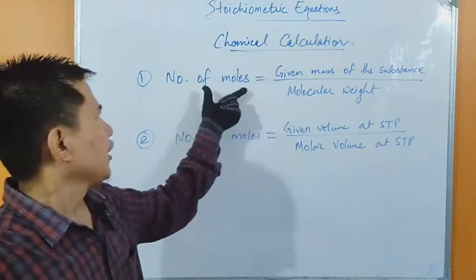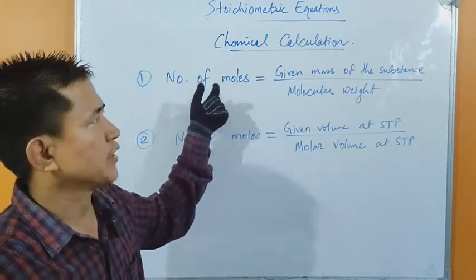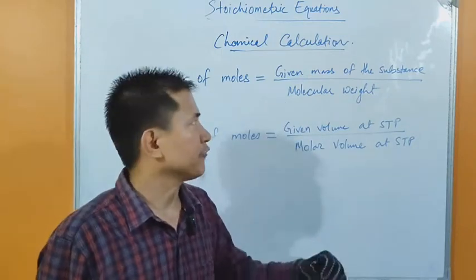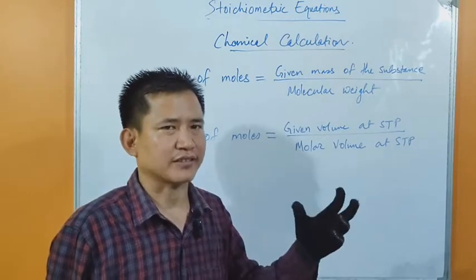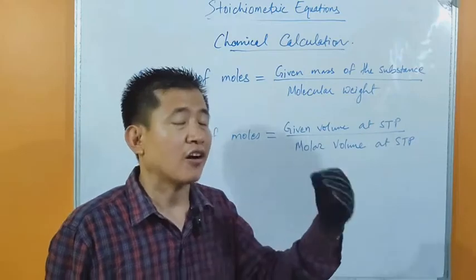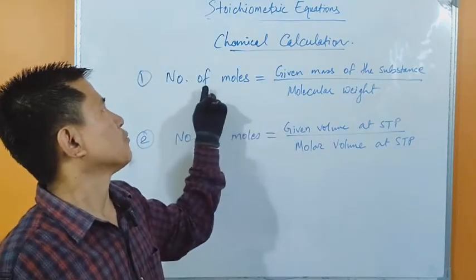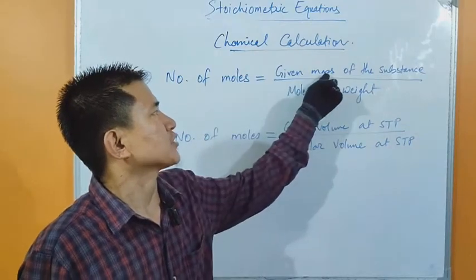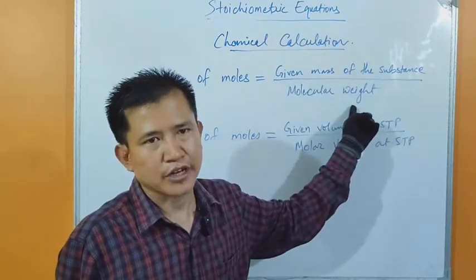First, our duty is to find the number of moles. If the mass of the substance is given, or if the mass of the substance is asked of us, in both cases we must use the number one formula. Number of moles equals the given mass of the substance divided by its molecular weight.